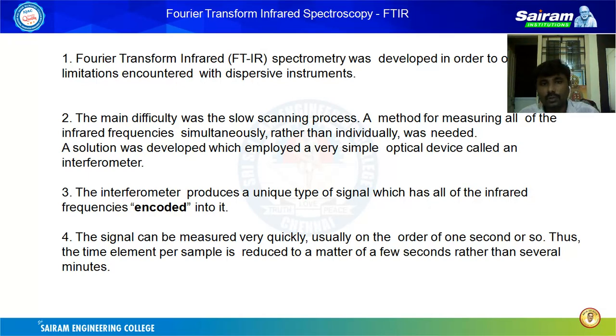Fourier transform infrared spectroscopy was developed in order to avoid the limitations encountered with dispersive instruments. The main difficulty was the slow scanning process. A method for measuring all of the infrared frequencies simultaneously rather than individually was needed. A solution was developed which employed a very simple optical device called an interferometer. The interferometer produces a unique type of signal which has all of the infrared frequencies encoded into it. The signal can be measured very quickly compared to the dispersive type, usually in the order of 1 second or so. Thus, the time per sample is reduced to a few seconds rather than several minutes as in the dispersive instrument.